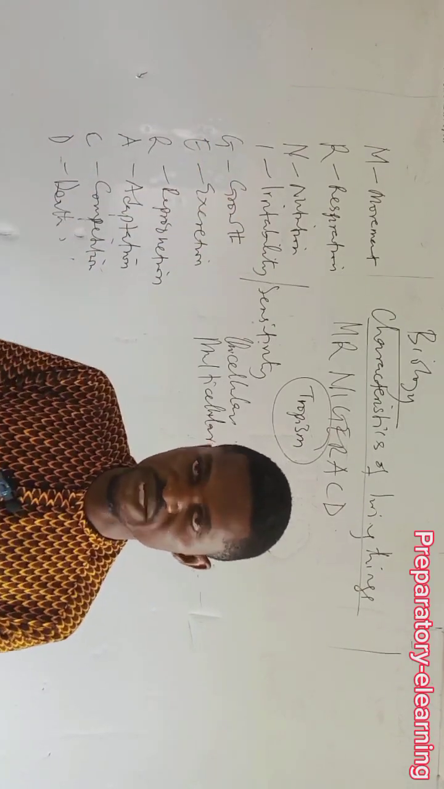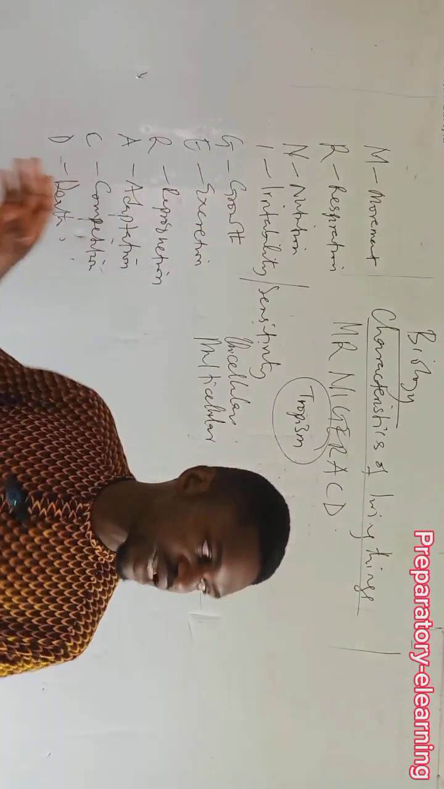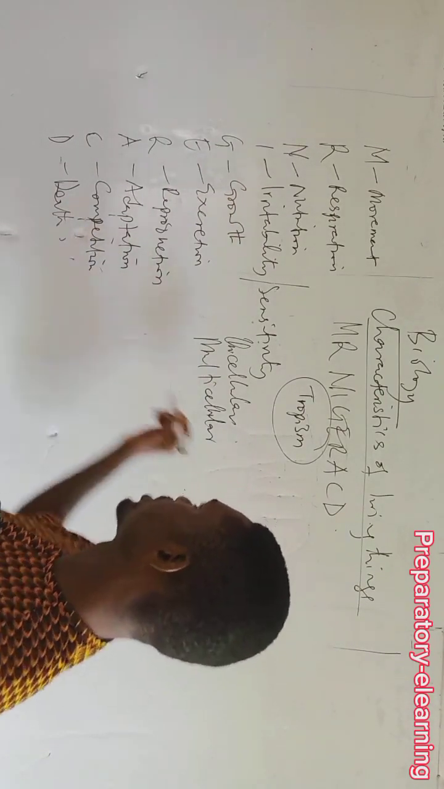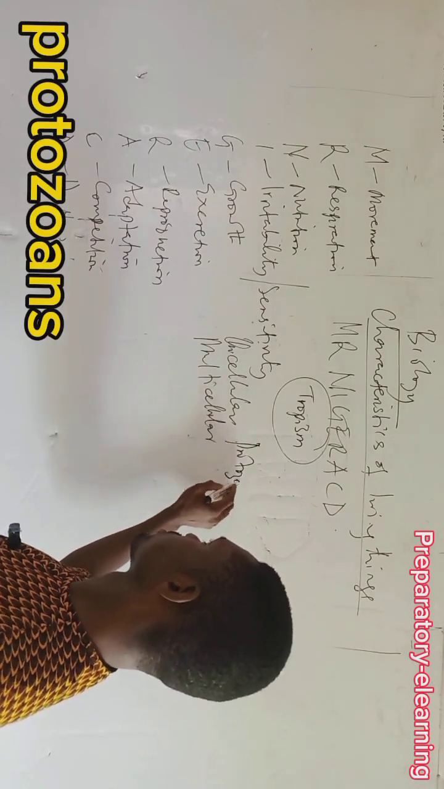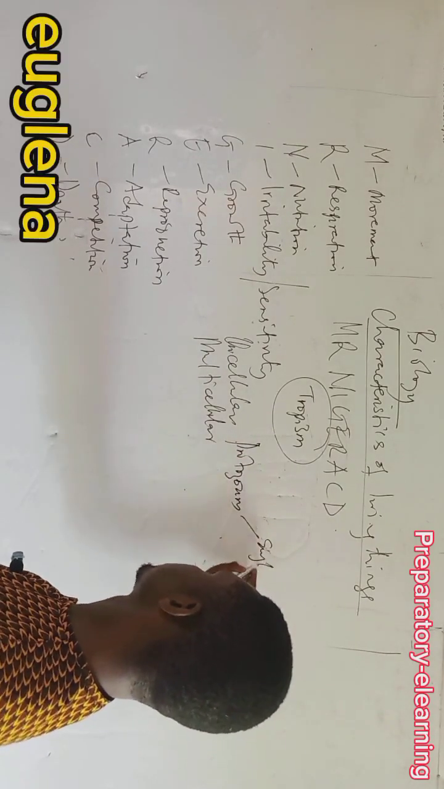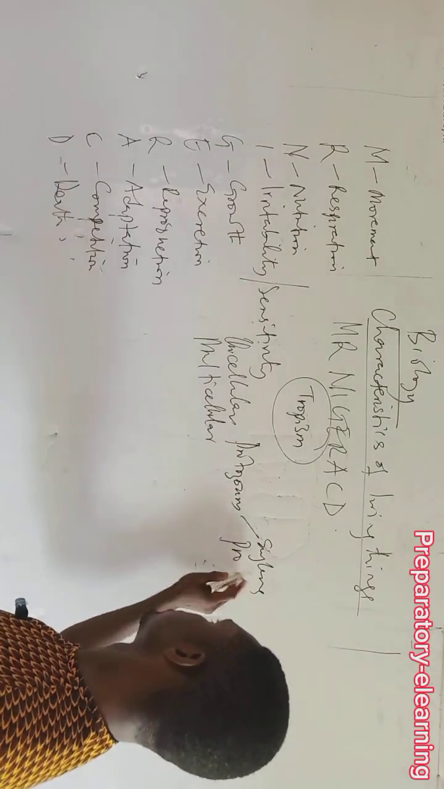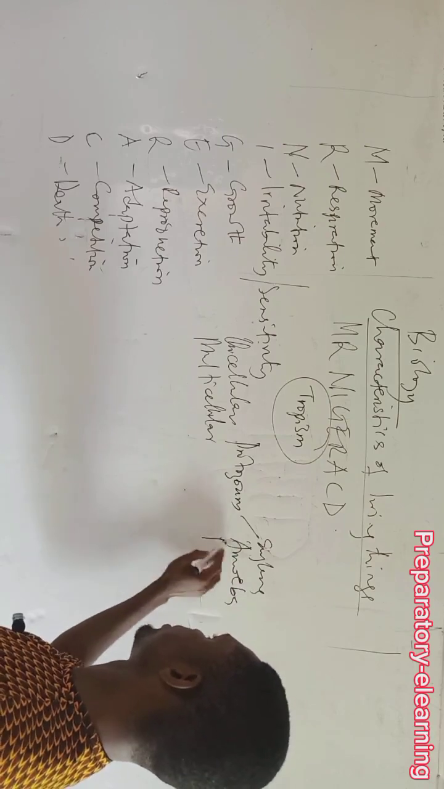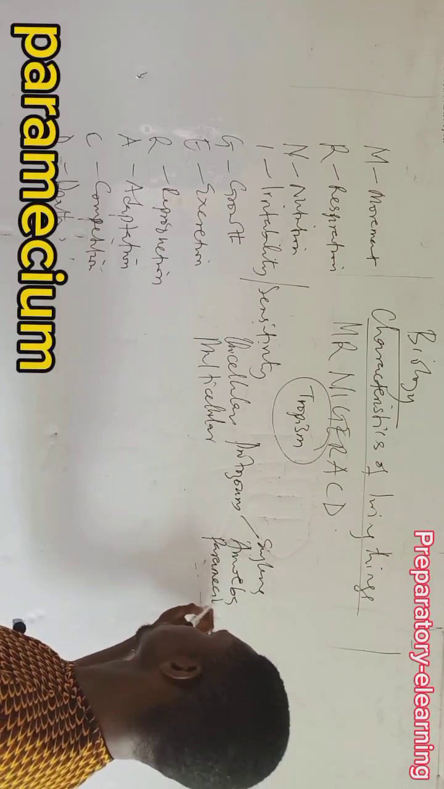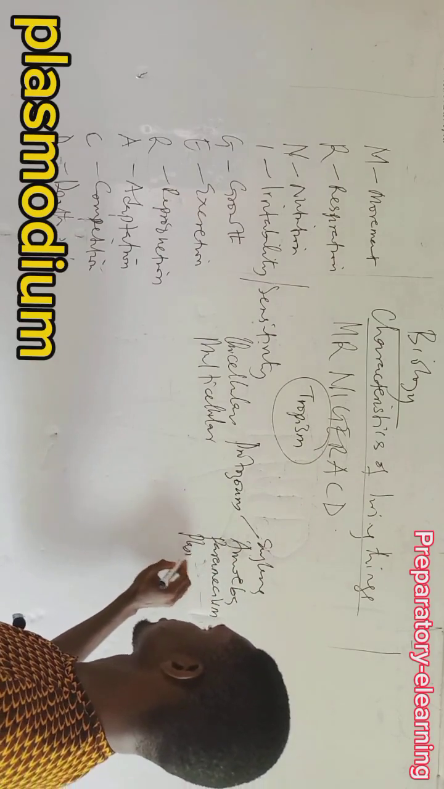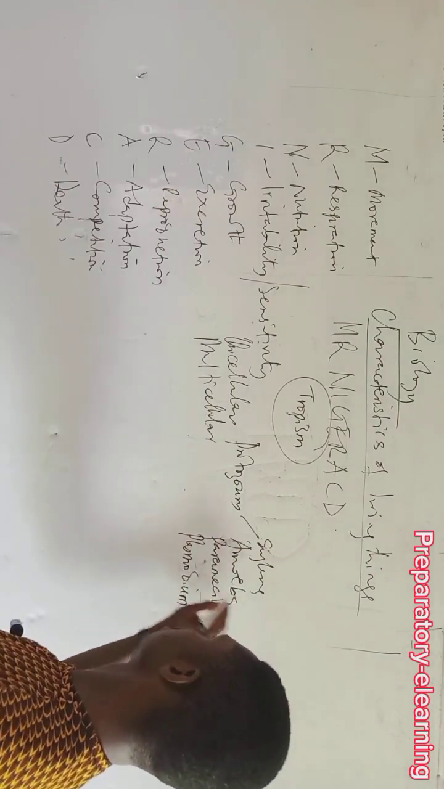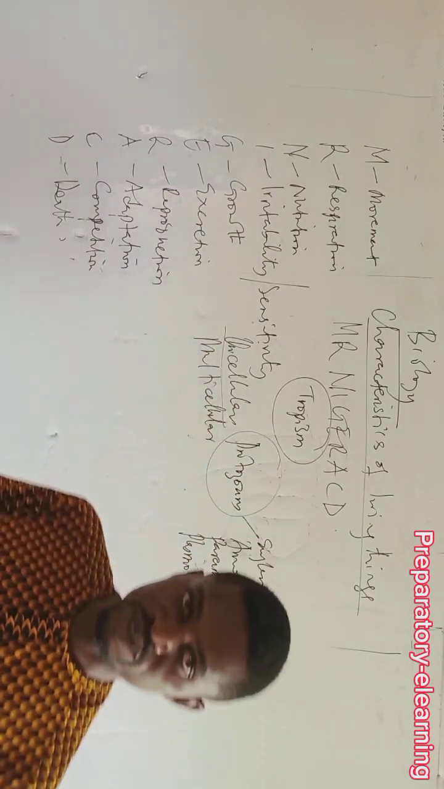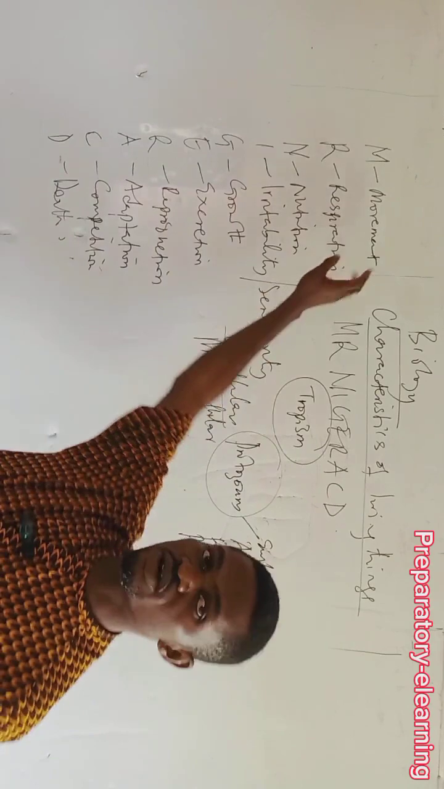For instance, humans, as we are multicellular organisms. Plants are multicellular. Most vertebrates are multicellular, but unicellular organisms, for example, the protozoans that we all know, the euglena, the amoeba, and the paramecium, even plasmodium. These are all protozoans and are unicellular organisms.